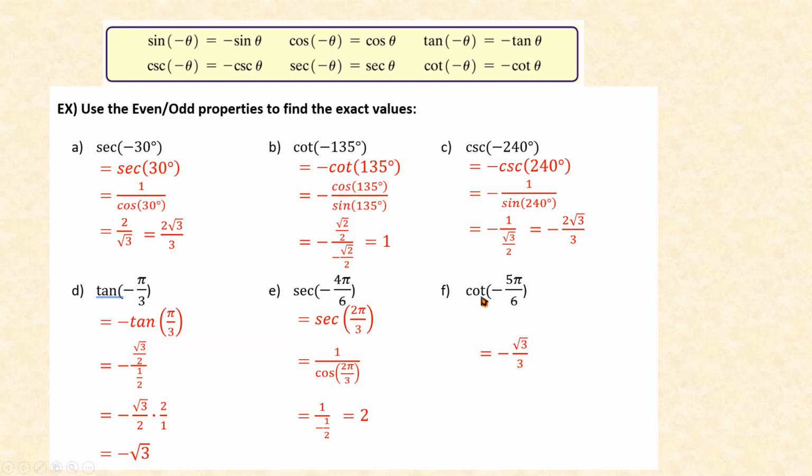So work this out. Cotangent of negative of this is equal to negative cotangent of that. And then you do the whole ratio thing. You figure that out.